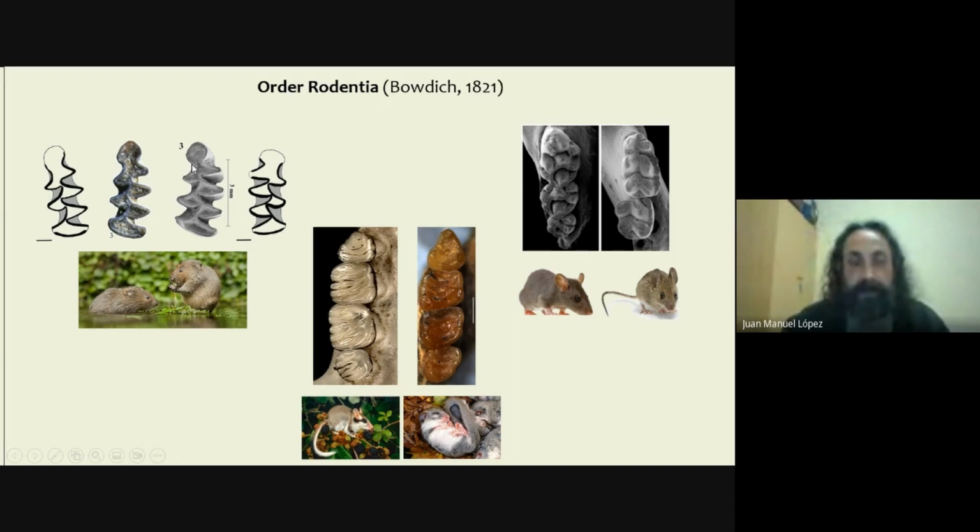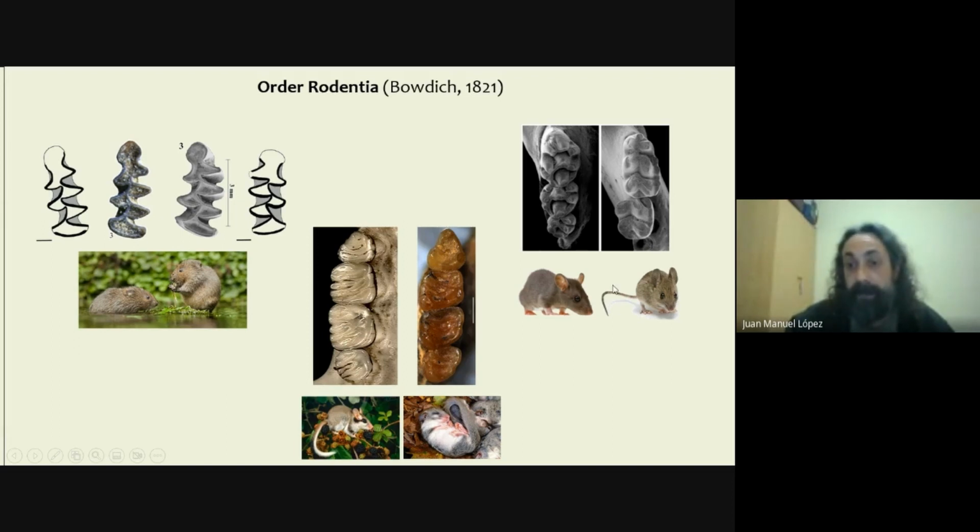Arvicolins are voles. They are very famous species of this kind of vertebrate. These are first lower molars, with this triangular morphology, which is very typical of this species. This is, for example, a water vole. These are one of the most abundant species in the Quaternary. You can find a lot of different remains of arvicolins.